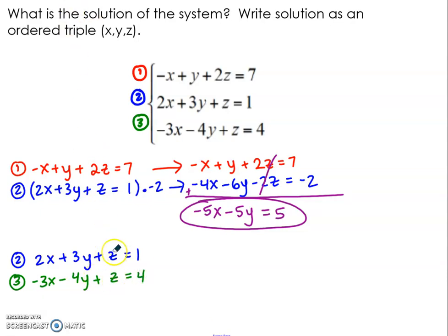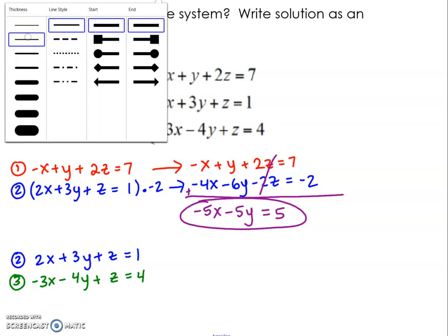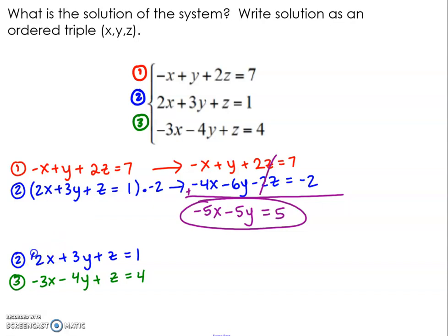Okay, my z's have the same coefficient number of 1, but they have the same sign. So in order to give them the opposite sign, I need to multiply one of these by a negative 1. So I'm just going to multiply the first equation. Actually, let me rewrite this so it doesn't look as bad. So we're going to multiply it by negative 1. So the first equation here that we're using, which is equation 2, I'm going to multiply negative 1 to every term. So 2x times negative 1 is going to be negative 2x.